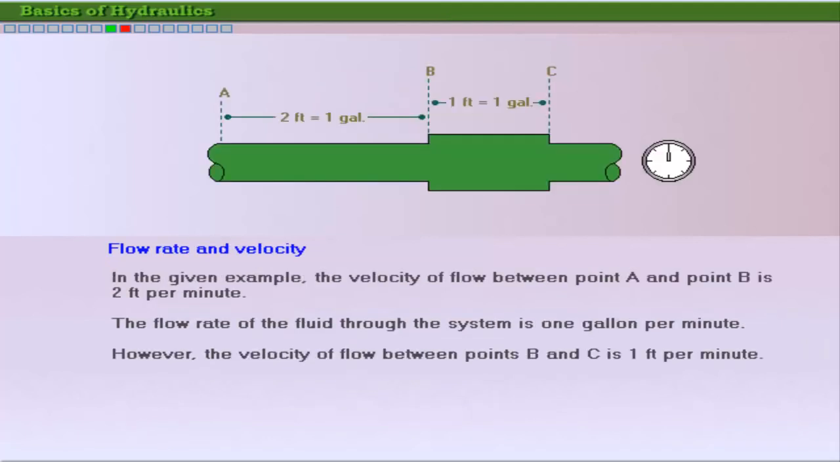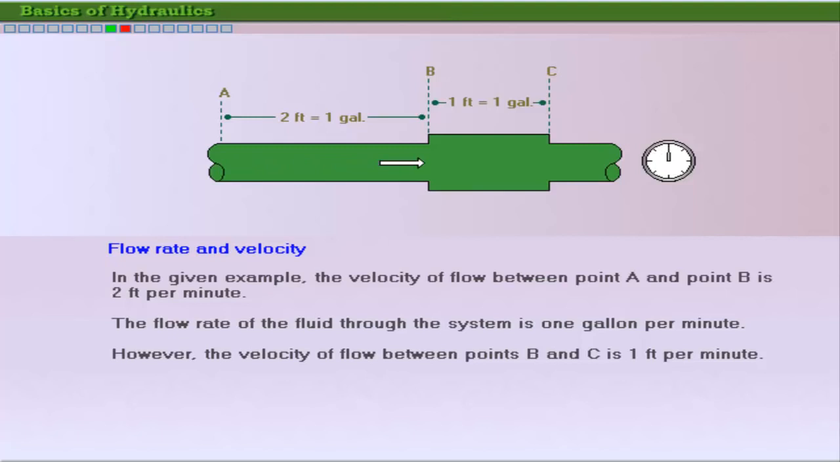In the given example, the distance between point A and point B is 2 feet. As the fluid moves from point A to point B in 1 minute, the velocity is 2 feet per minute. Also, 1 gallon of fluid passes through point A in 1 minute. Hence, the flow rate is 1 gallon per minute.